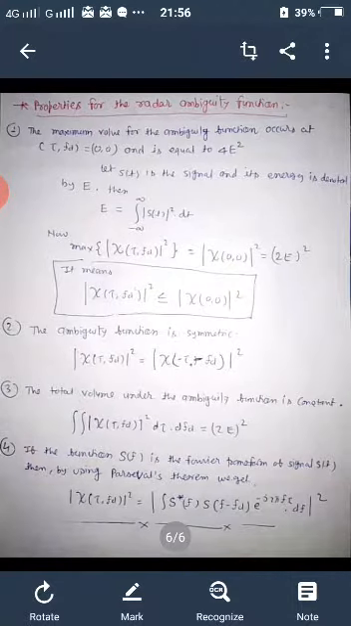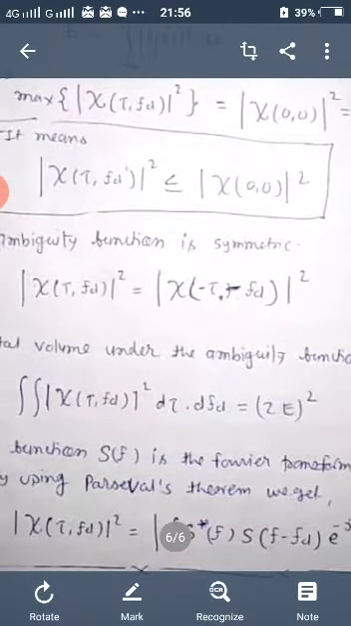The ambiguity function is symmetric. We know the meaning of symmetric: if we put tau or minus tau, f_d or minus f_d, the value will be the same. It is symmetric about the origin. Now the third property is that the total volume under the ambiguity function is constant. We can see this by this expression.